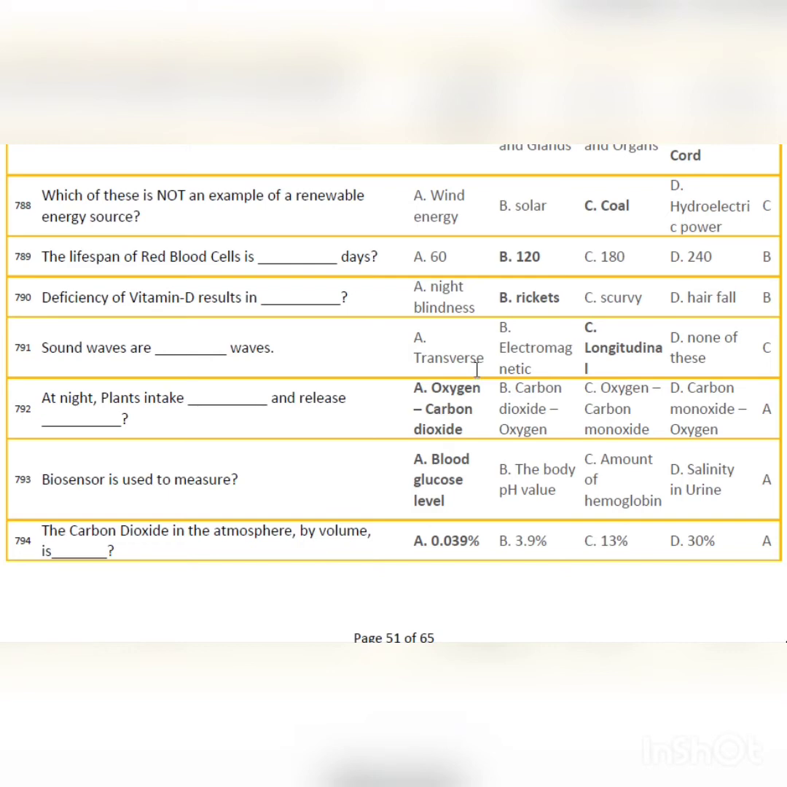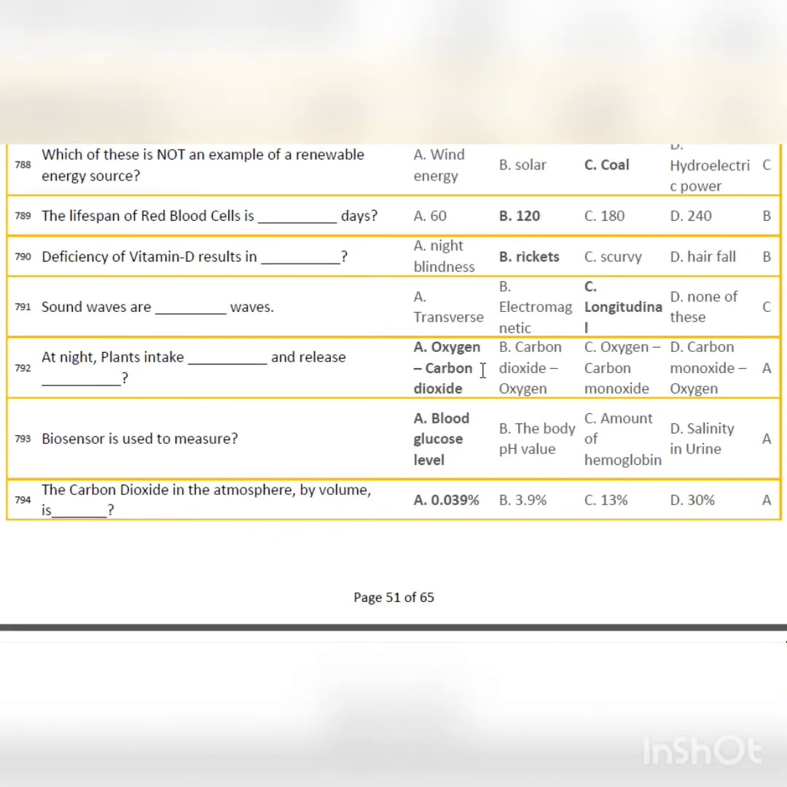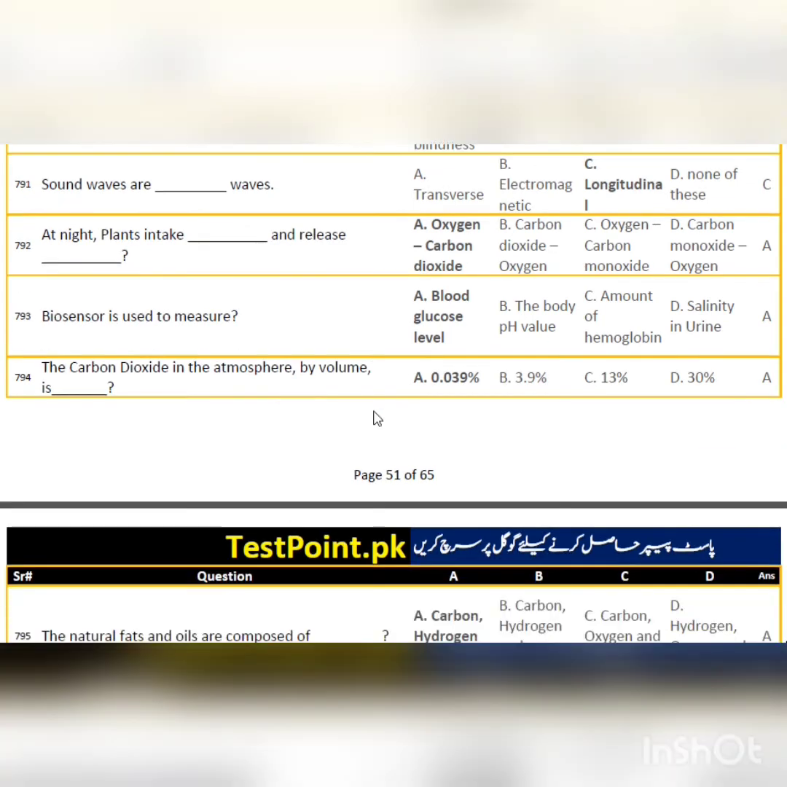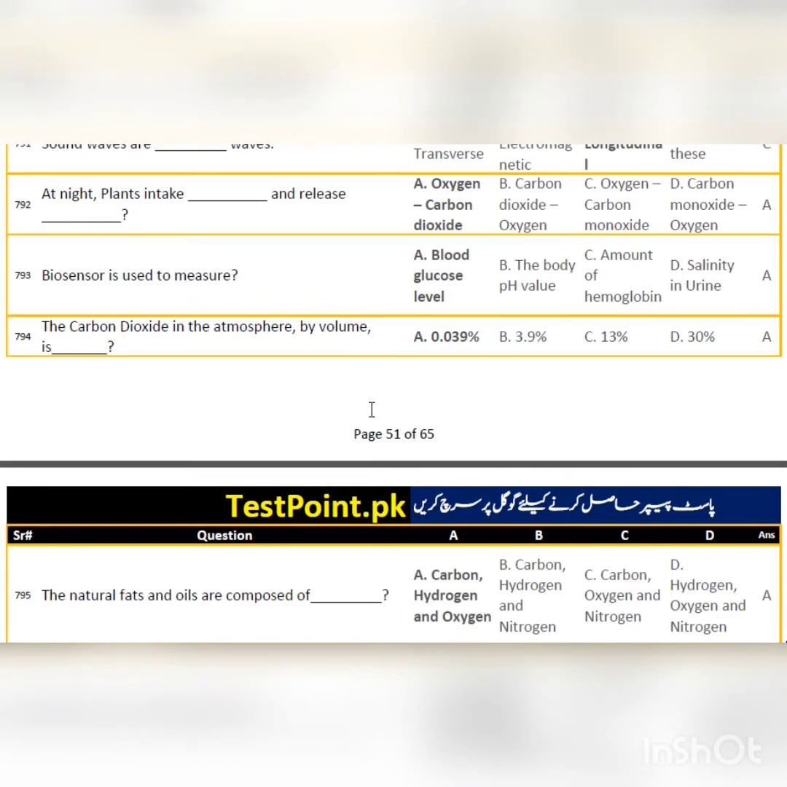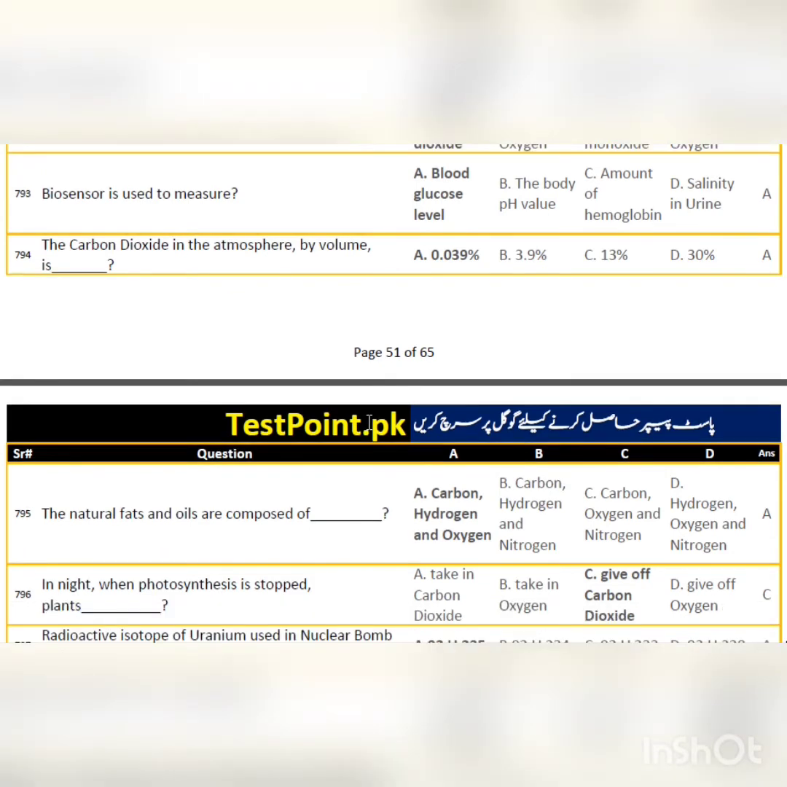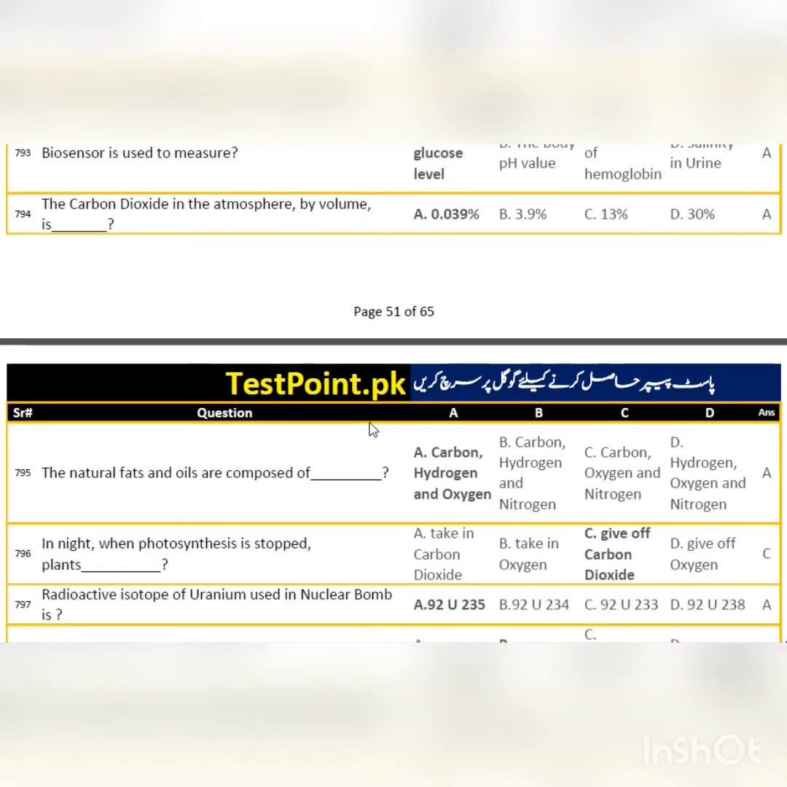The famous book Al-Qanun was written by the Muslim scientist A. Jabir bin Hayyan, B. Zakariya Razi, C. Abu Ali Sina, D. Abul Qasim Majid. Answer is the C. Abu Ali Sina.